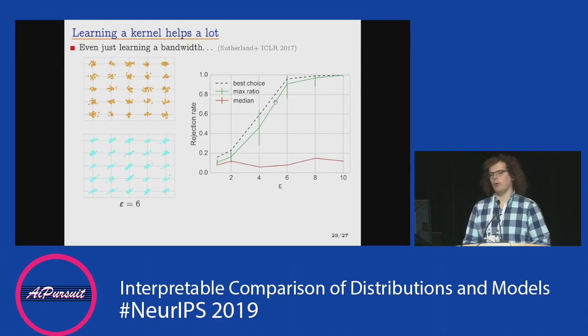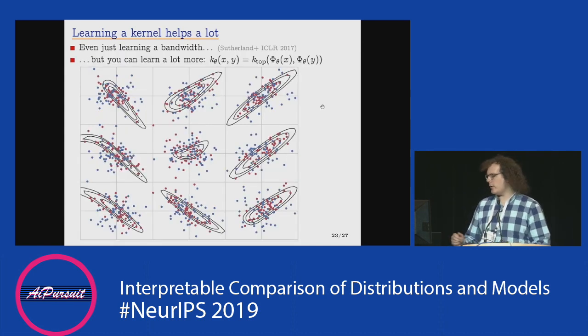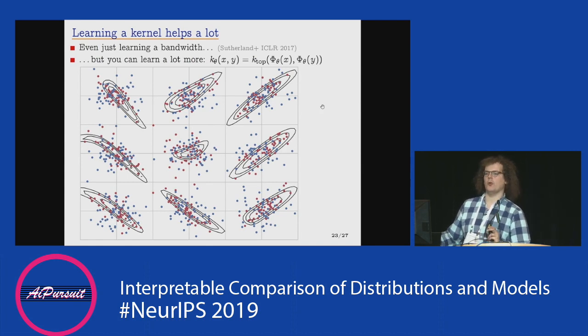You can also do a lot more than just learning a bandwidth. Here, I'm doing a deep kernel. What I mean by this is I'm taking that representation phi that we were using before, but instead of having that be something fixed that I picked up somewhere else, I'm going to parameterize some deep network layers and then learn the parameters of that deep network to get the best kernel. Here you can see, on a different version of this blobs data set where the different sections have different directions of correlation, that the kernel has learned the different directions in different parts of the space.